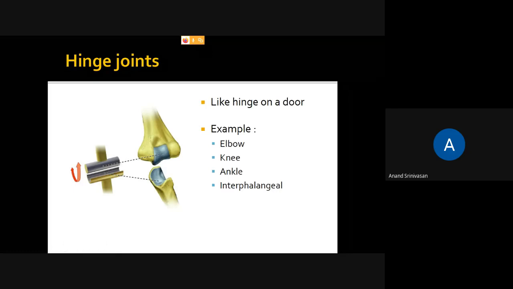You can extend the elbow joint, but beyond a certain point you cannot bend it. Whereas the shoulder joint you can rotate 360 degrees. But the elbow joint, you are unable to rotate 360 degrees. Only 180 degrees you will be able to do. Beyond that, you cannot extend the elbow joint. The same with the knee, ankle, and interphalangeal joint. These are examples of hinge joint.